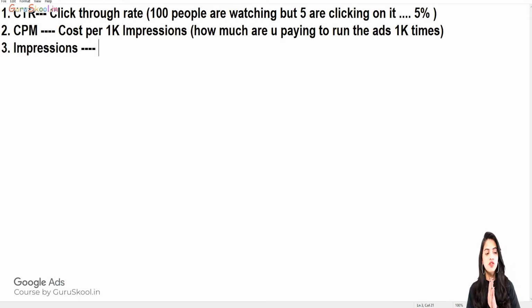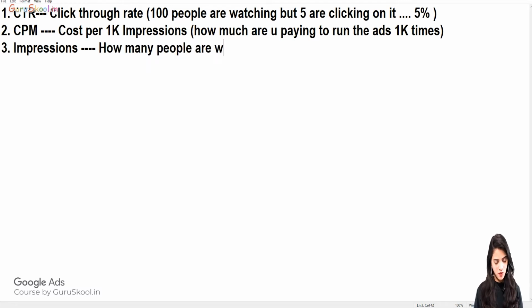Similarly, the third term is going to be impressions. Impressions means how many times your ad is watched. Suppose there is me and there is you. I'm watching an ad 5 times and you're watching the ad 6 times. So in total it's going to be 11. So what is the impression? That's 11, right? This is called impression. Simply, it's the count of how many times the ad is watched.